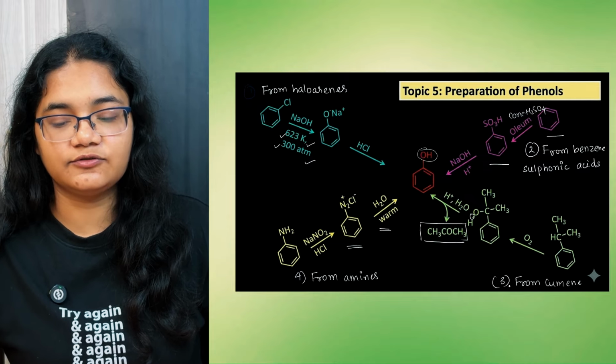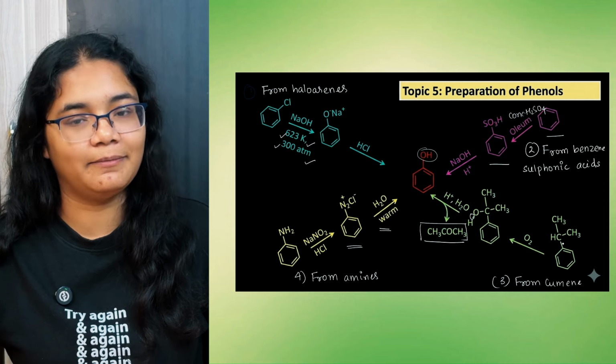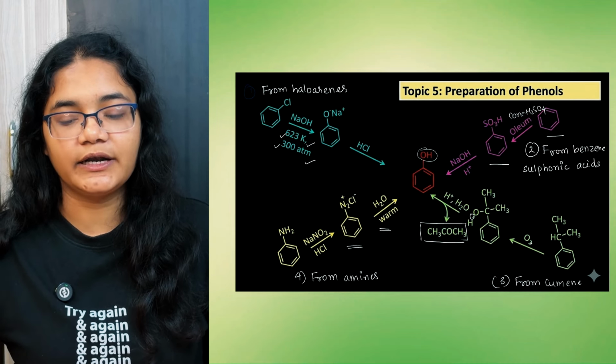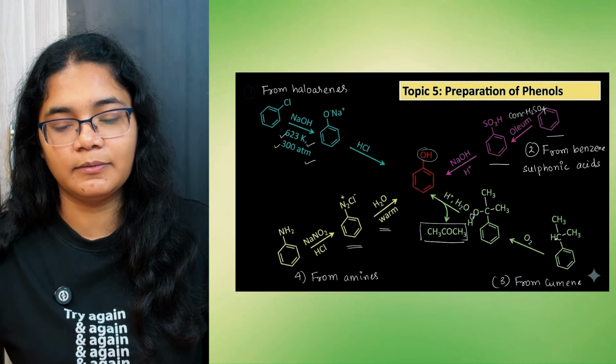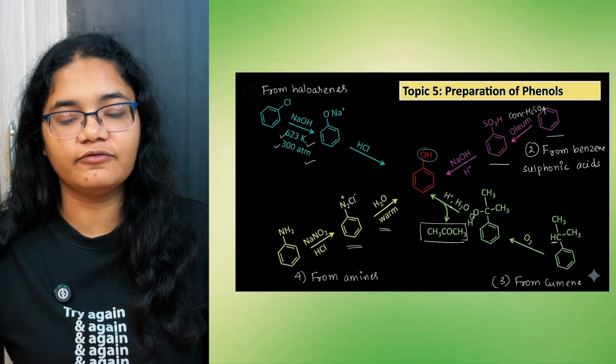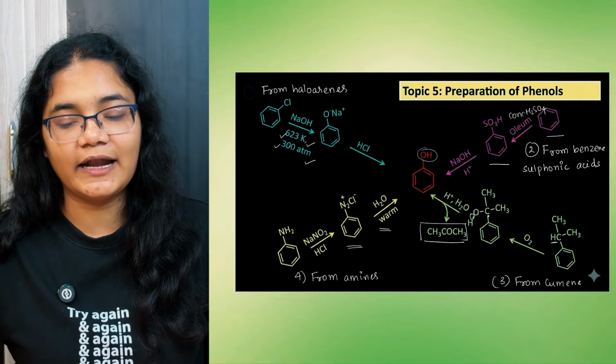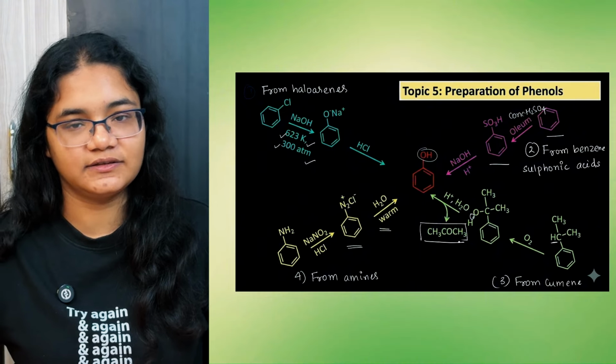Next, the third one is from cumene. This is your isopropyl benzene, which is called cumene. If you treat it with oxygen, two oxygens will be added in this CH bond, and after that if you do hydrolysis, you will get phenol plus acetone as a byproduct.